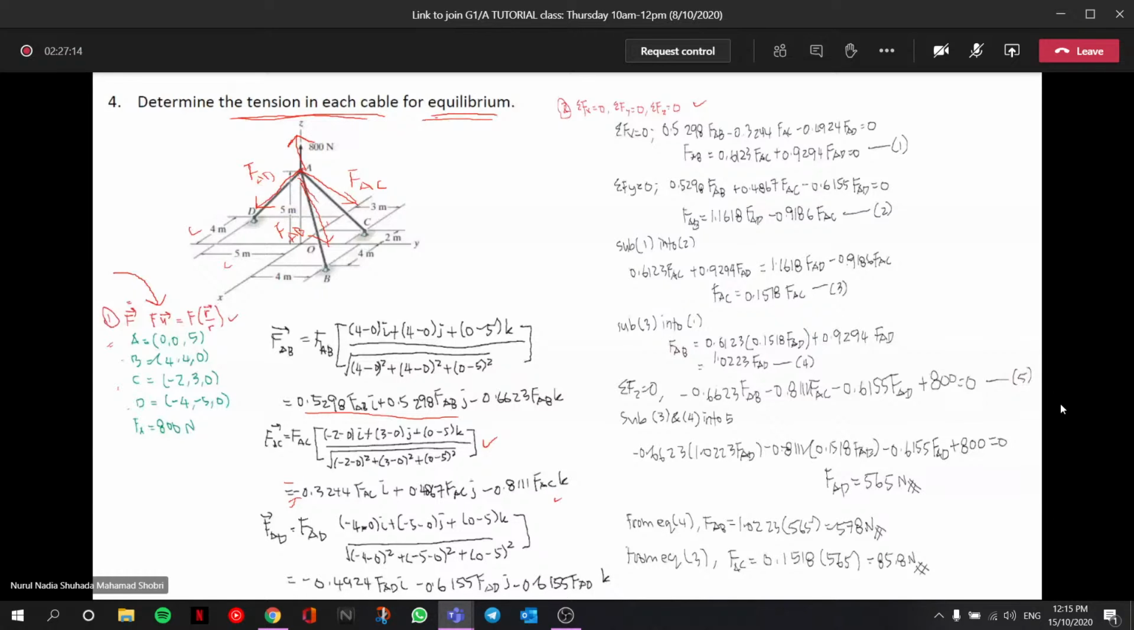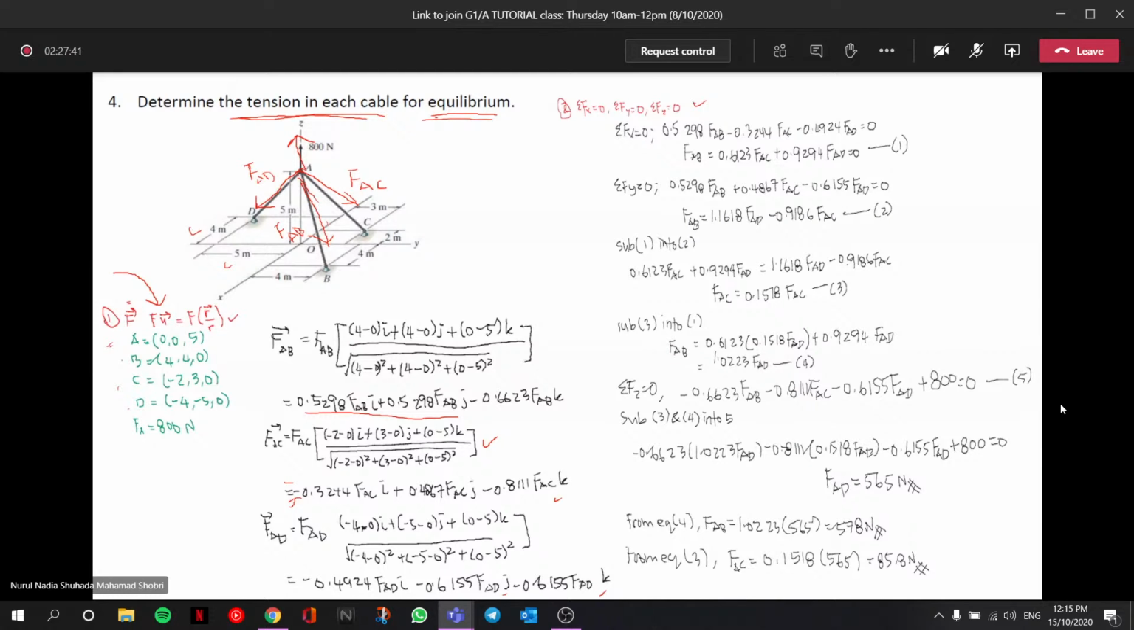Then we find the vector FAD, using the same formula. For this one, coordinate D minus coordinate A. You will get negative 0.49 FAD i, negative 0.61 FAD j, minus 0.61 FAD k.